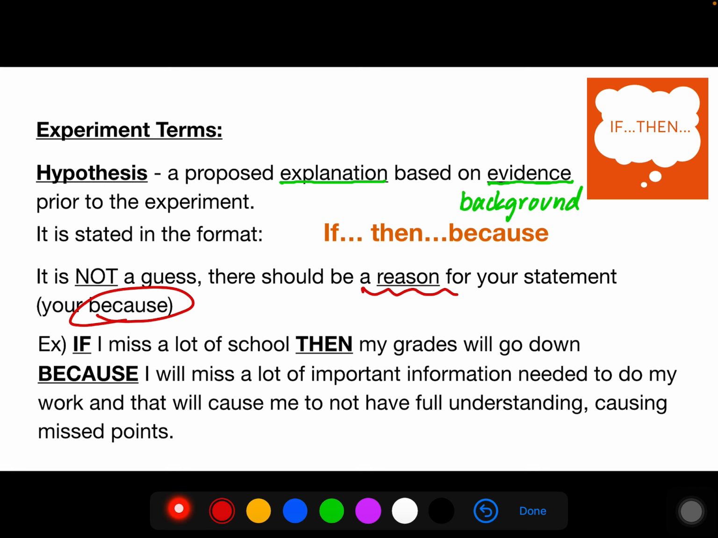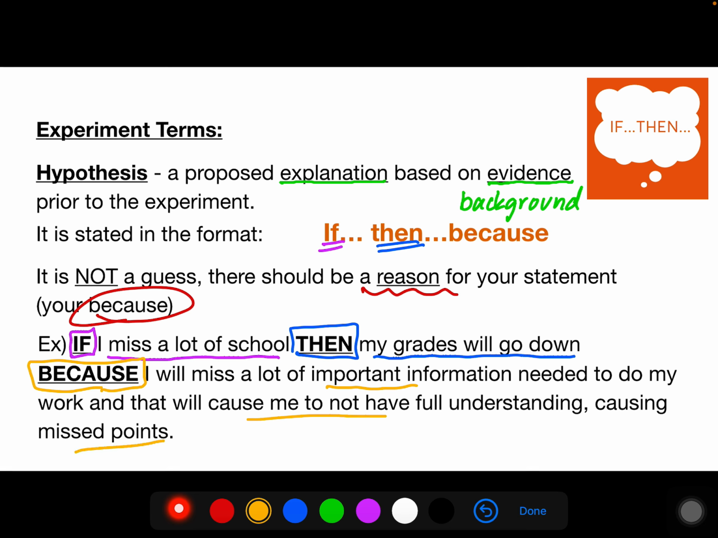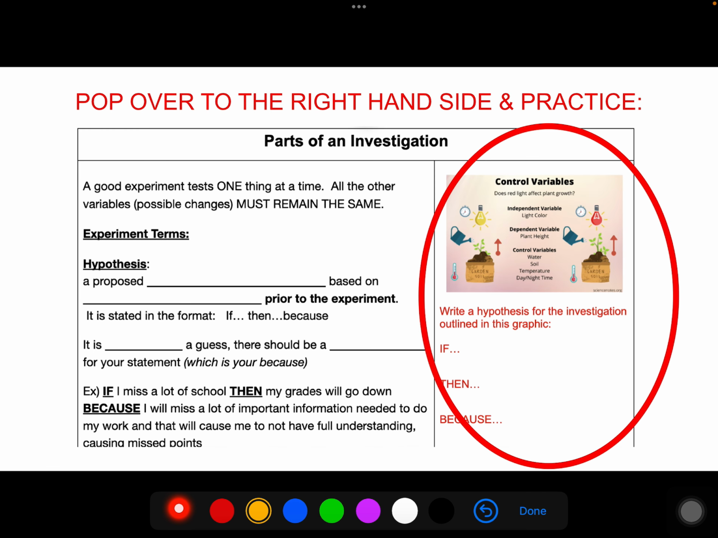So here's a simple hypothesis example. If, starting with that intro, this is what occurs. If I miss school, then what will the outcome be? Grades will go down. And why? What is our thought behind that, our background? Well, our because is we'll miss a lot of important information. I won't have the full understanding, and then I'll miss points somewhere. So that if, then, because pulls together what we think is going to happen and our why as of right now. We haven't done the experiment yet, so that will possibly change as the experiment progresses.